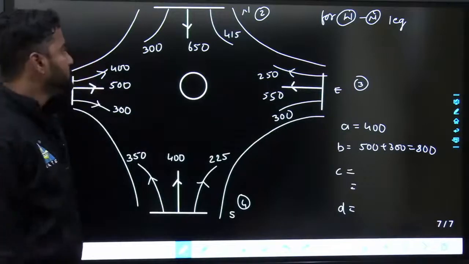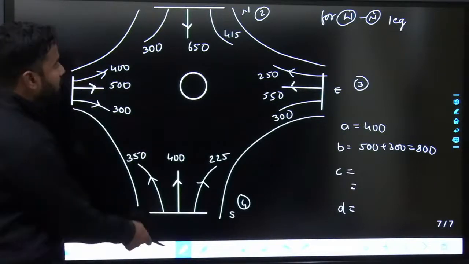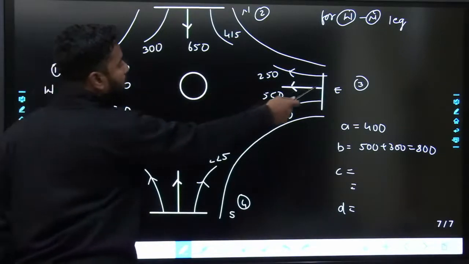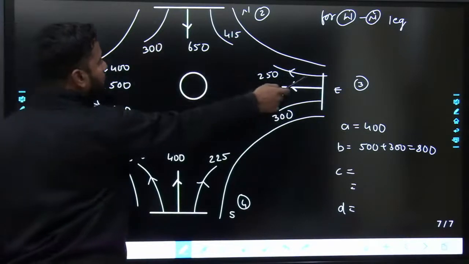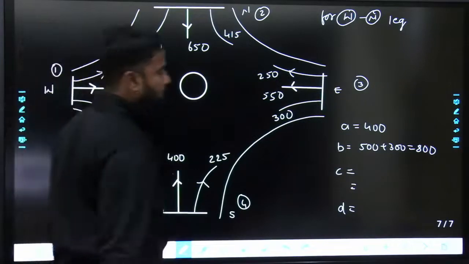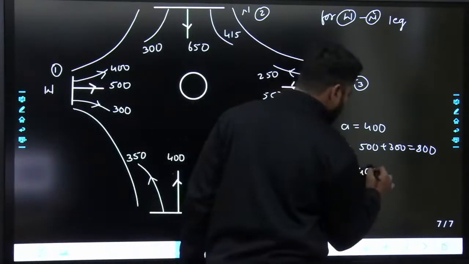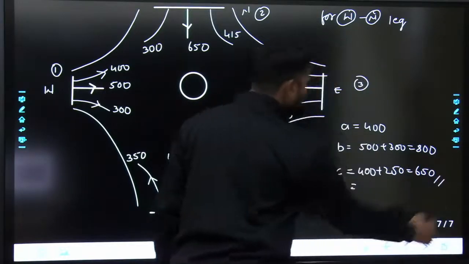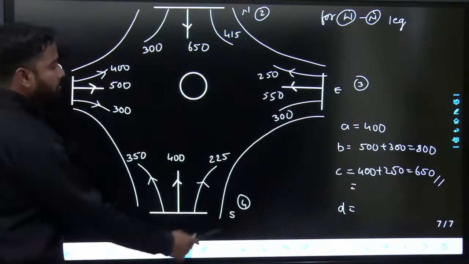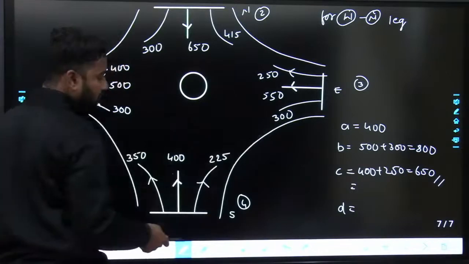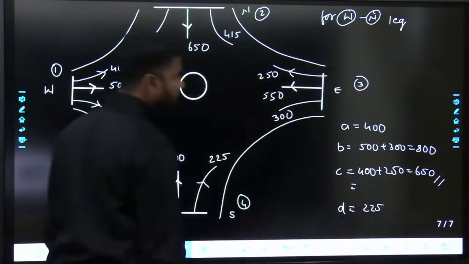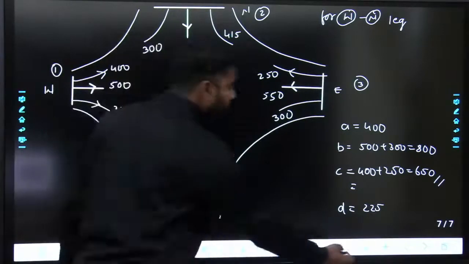Next C. C is entering from 4 leaving through 2, entering from 3 leaving through 2, that is 250 plus 400, that equals 650. And D is entering from 4 leaving through 3, that equals 225. Fine. So finally, the P value.